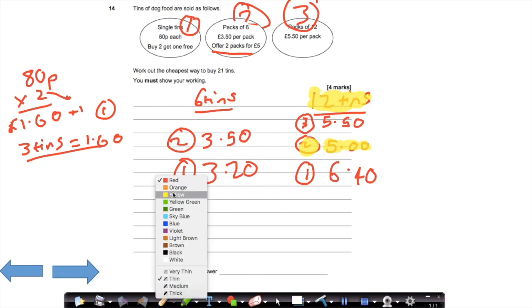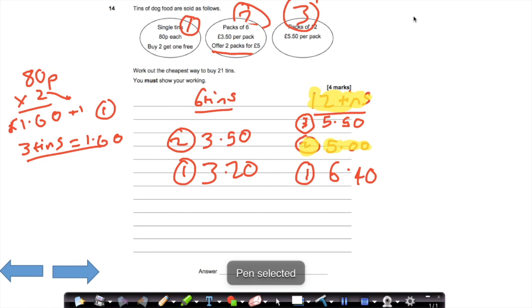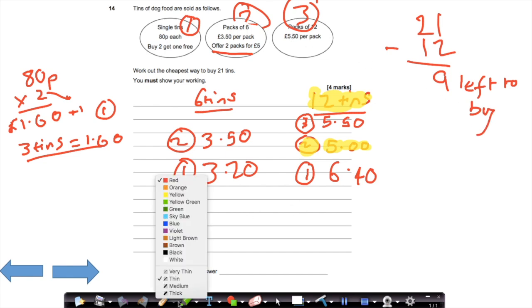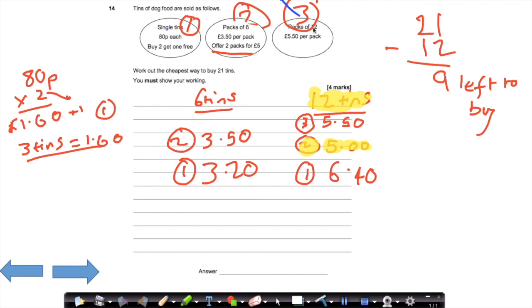So if we think about our real scenario, 21 tins, and we've now bought 12 of them, so we need 9 left to buy, which actually rules out offer number 3 because it is only sold in packs of 12. So we can't buy another one of those. So offer number 3, you are the red herring here. You are completely irrelevant.